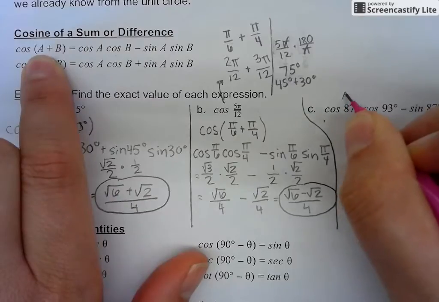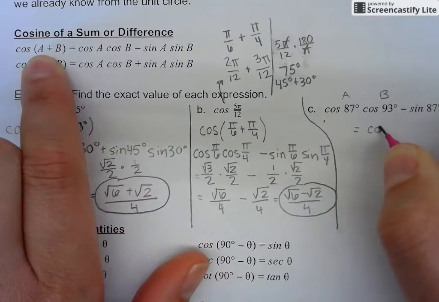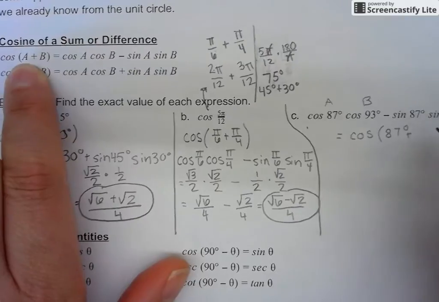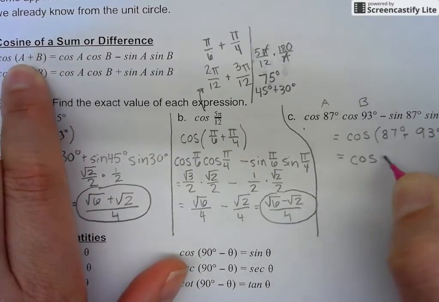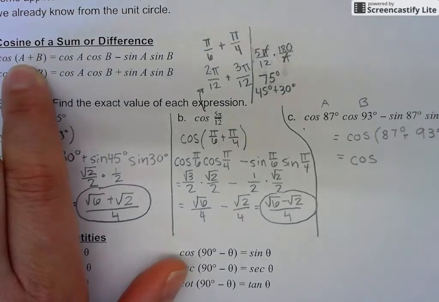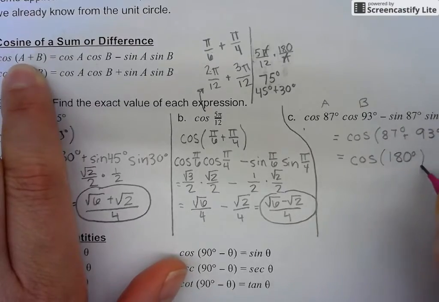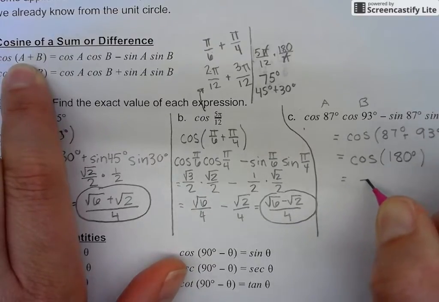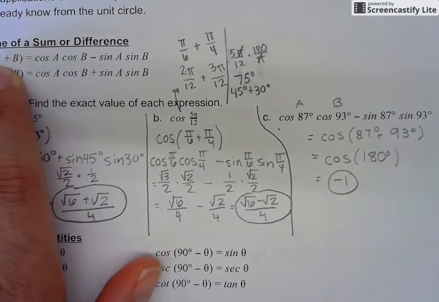So I identify that my A is 87 and my B is 93. So this is the same as the cosine of A plus B, or 87 degrees plus 93 degrees. Now 87 plus 93 degrees is 180 degrees. And you can either look at your unit circle, or you know that the cosine of 180 degrees is just -1. So all that mess just equals -1.